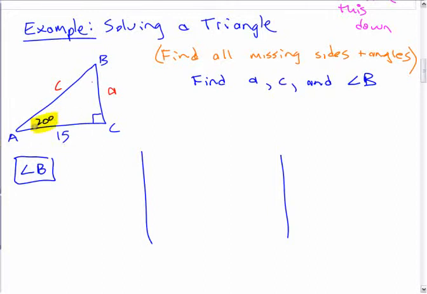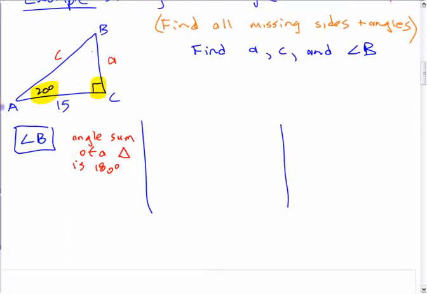If you already know one of the angles and the right angle, what's left over for this? What do they all add up to? In a triangle, all the angles add up to 180, right? I'm going to just put down angle sum of a triangle is 180, using a little triangle symbol. They all add up to 180. So you can just say angle B equals 180 minus 90 minus 20. Or in other words, it's 70, right?